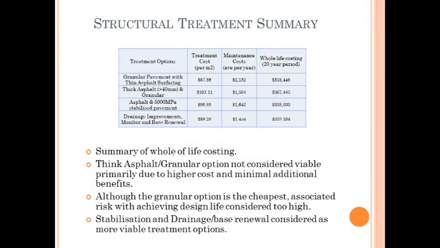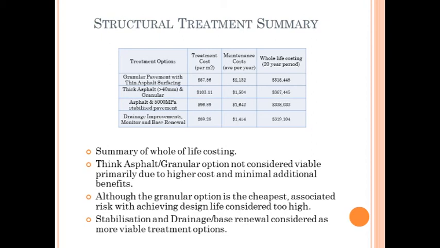So here we've got a bit of a summary of the costs associated with the structural treatment options. We can straight away see that the thick asphalt granular option is significantly higher than the other three options compared to whole of life costing. And given the benefits were fairly minimal, this one's ruled out as a viable option.